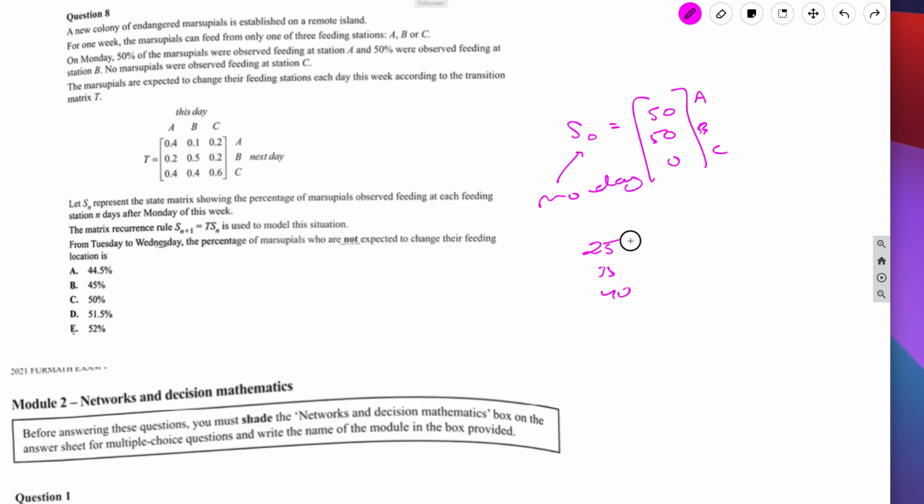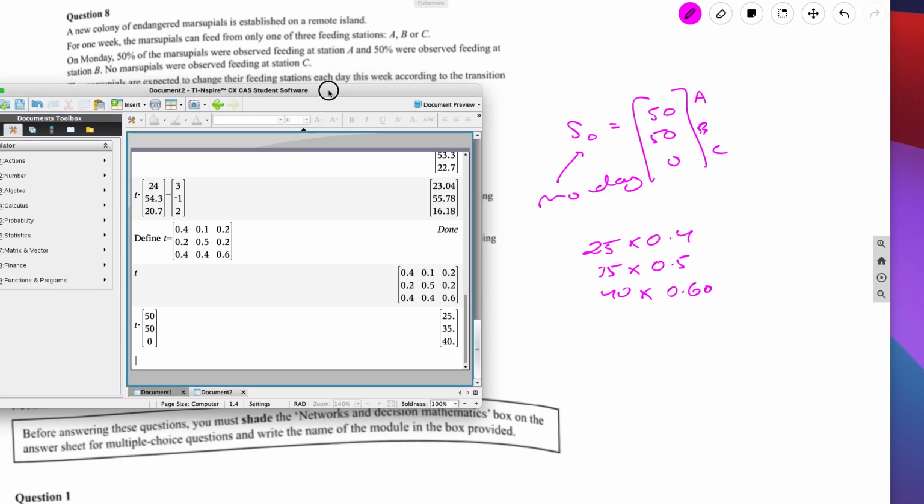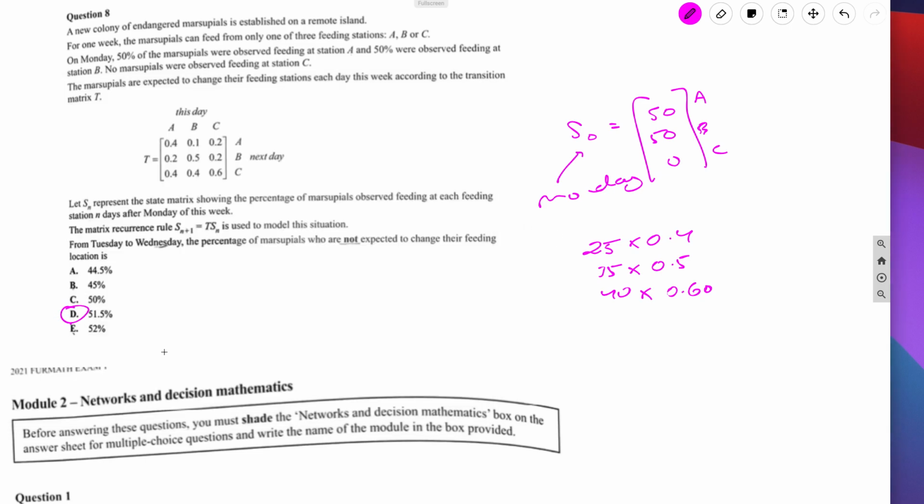So it means that 40% of 25% are not going to change. 50% of 35% are not going to change. And 60% of 40% are not going to change. So we can do little calculations just there. 25 times 0.4 plus 35 times 0.5 plus 40 times 0.6. It'll be 51.5% of them will not be changing, just like that.